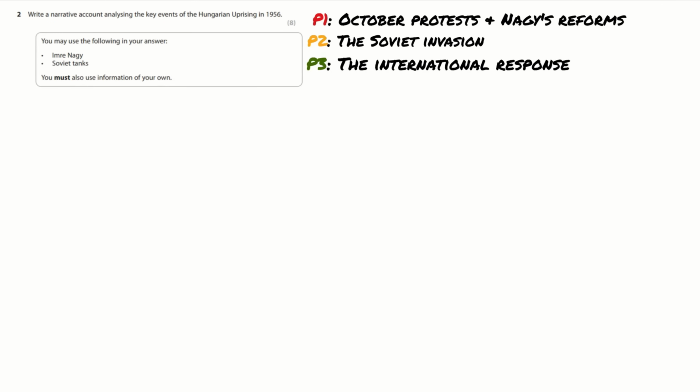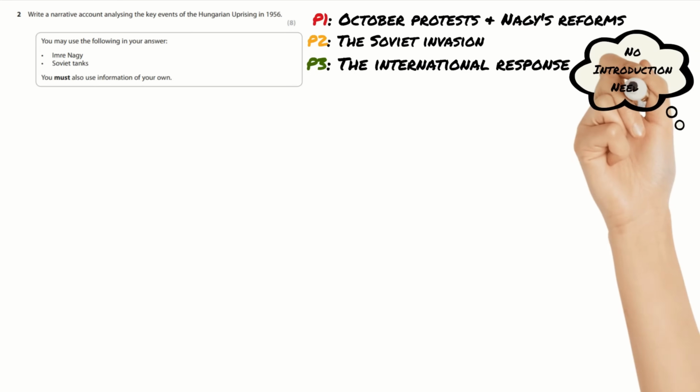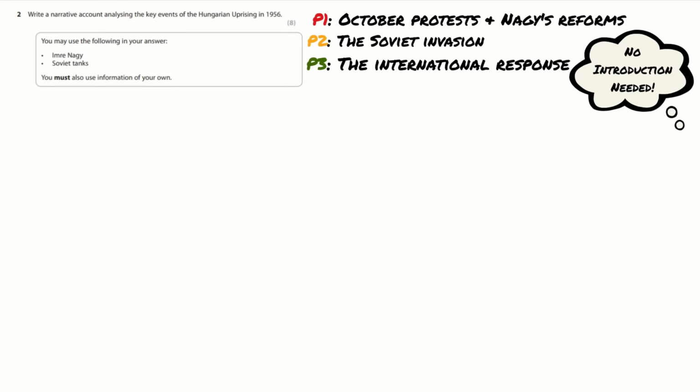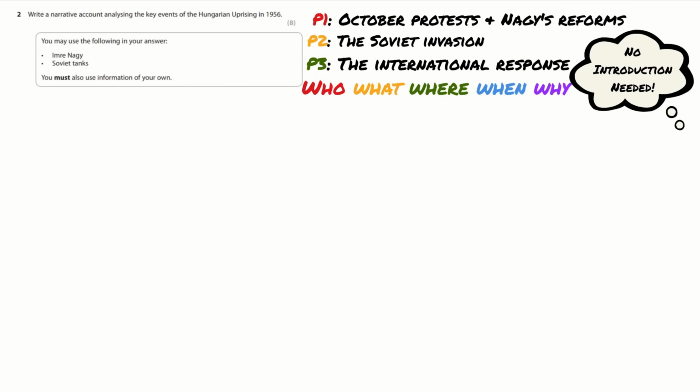So let's work through an example paragraph. You don't need to write an introduction to the narrative, so we're going to just jump straight in with my first point. I want to set out the basics in this sentence, so I'm going to include the who, the what, the where, the when, and the why of the situation.